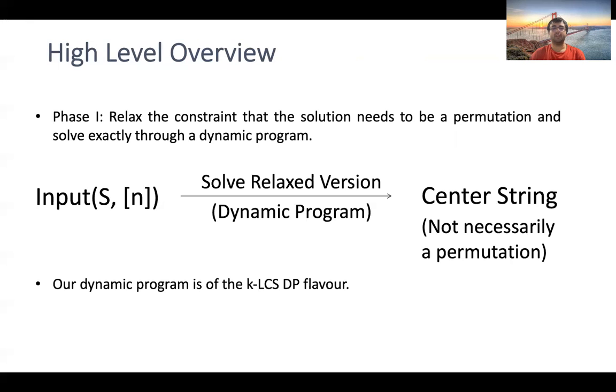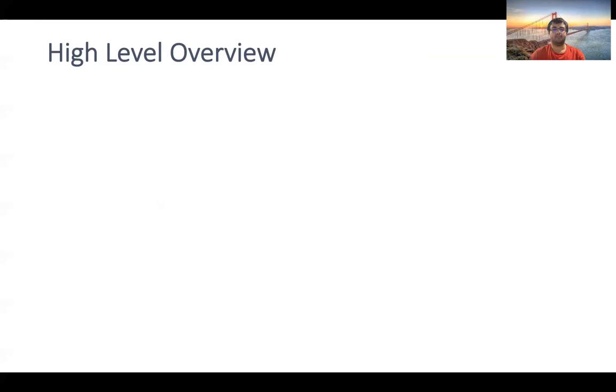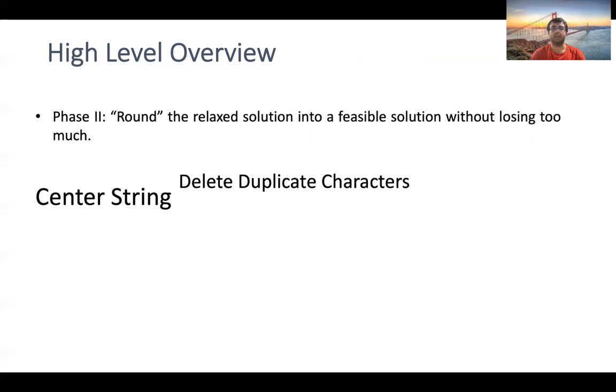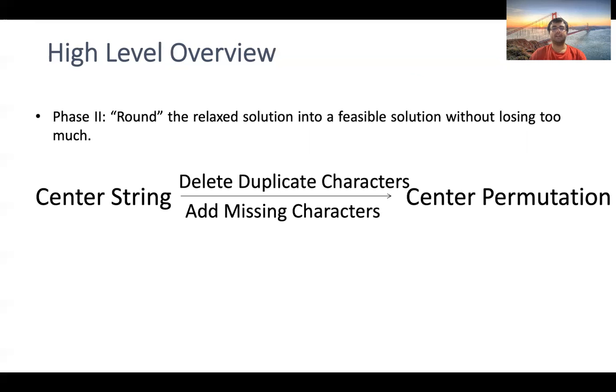KLCS is the problem of computing the LCS for k different strings or k different sequences. A very similar dynamic program will lead us to our solution. Phase 2 of the solution will consist of converting the center string to the center permutation. This is a rounding step in some sense. The first part of phase 2 will consist of deleting duplicate characters, and the second part will consist of adding missing characters. Finally, we have a center permutation. We will prove this center permutation to be 1.5 approximate.